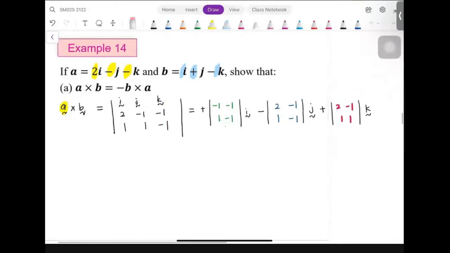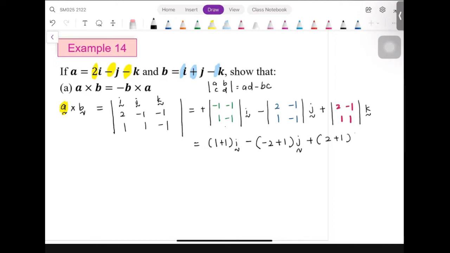So next, we have to calculate this. Remember our formula. If we have A, B, C, and D, it is basically AD minus BC. So for the first one, we will get 1 minus -1, so we get 1 plus 1. That's for I. Minus, for the second one, we have -2 plus 1. That's for J. And then the last one for K, we would have 2 plus 1. Simplify this out. Finally, our cross product would be 2I plus J plus 3K.